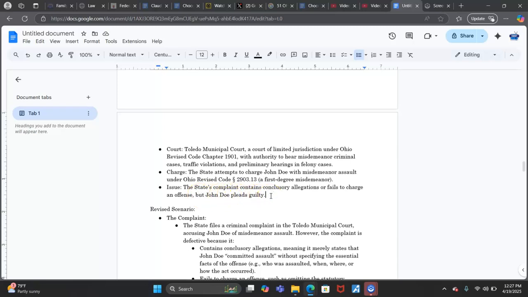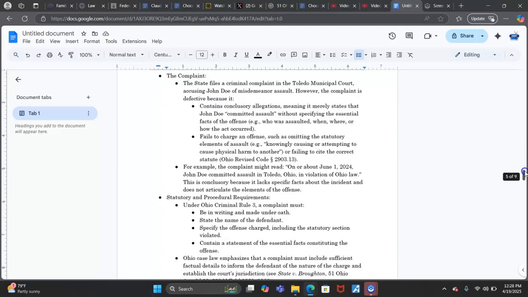He pleads guilty anyway, despite the fact that the state has not properly invoked their jurisdiction, and despite the fact that the state's complaint against him is full of conclusory allegations. What do I mean by conclusory allegations? We're going to explain it a little bit down here.